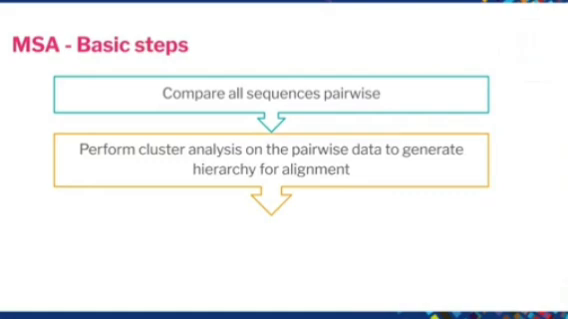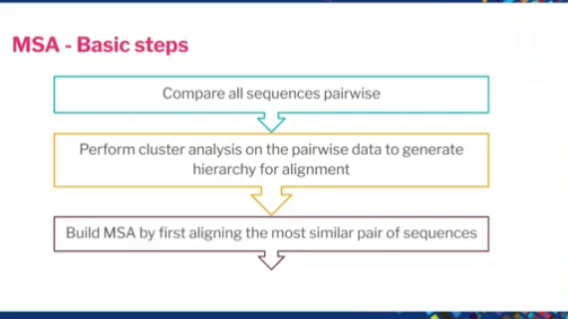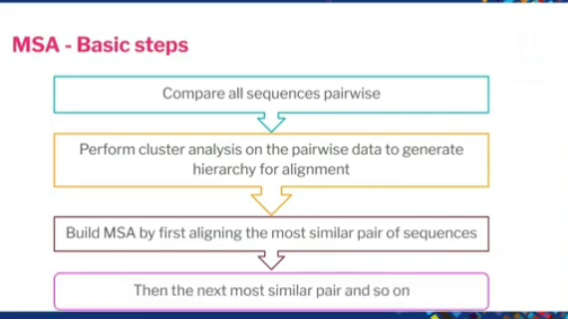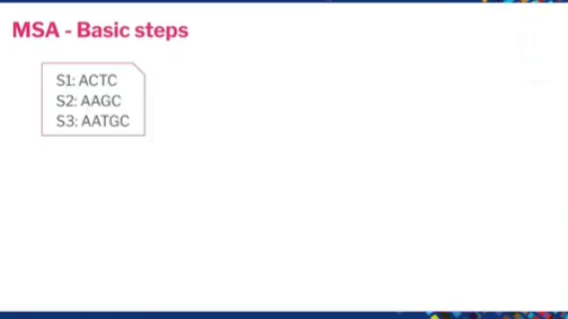Out of all the possible combinations, we perform a cluster analysis on the pairwise data to generate the hierarchy of this alignment, and then we build the MSA by first aligning the most similar pair of sequences, and then the next most similar pair, and it goes on. So here is a basic example of how we do a multiple sequence alignment.